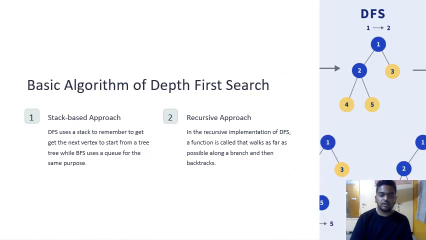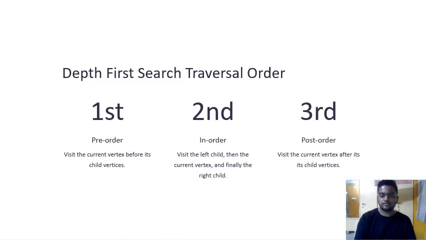Basic algorithm of depth first search: stack based approach and recursive approach. Coming to the first point, stack based approach. DFS uses a stack to remember the next vertex to start from, while BFS uses a queue for the same purpose. Recursive approach. In the recursive implementation of DFS, a function is called that walks as far as possible along the branches, then backtracks.